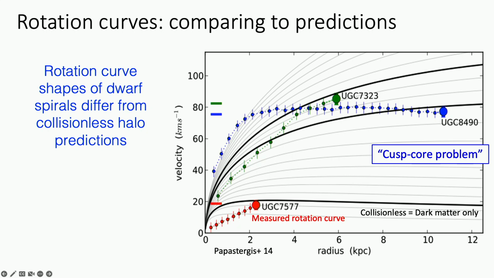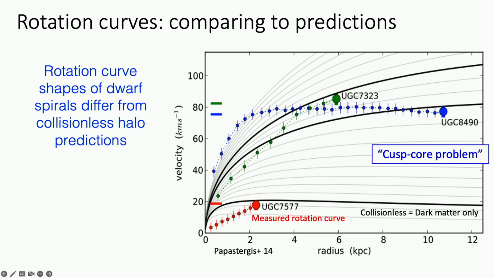And the point here is that if you look at the rotation curves predicted by collisionless simulations and those that are measured, you see there's a real difference in shape. These collisionless dark matter halo shapes don't look anything like this measured rotation curve. And this is often called the cusp-core problem. It's maybe a term that you've heard before, but it generally refers to this disconnect between the shapes of nearby rotation curves and what you predict cosmologically.